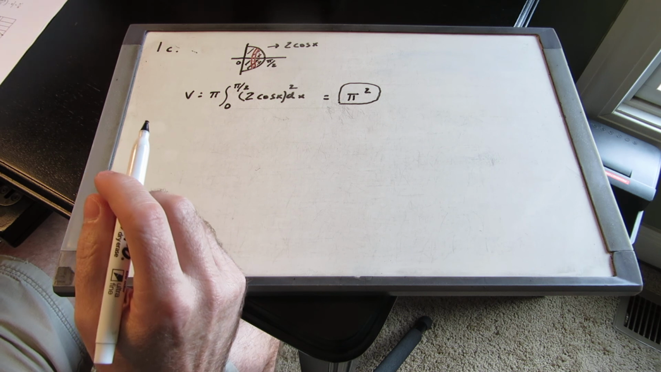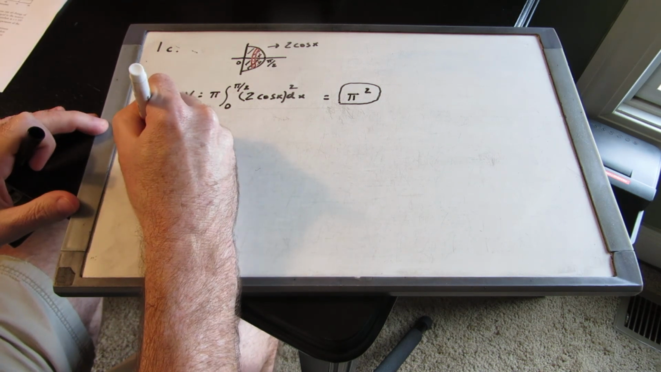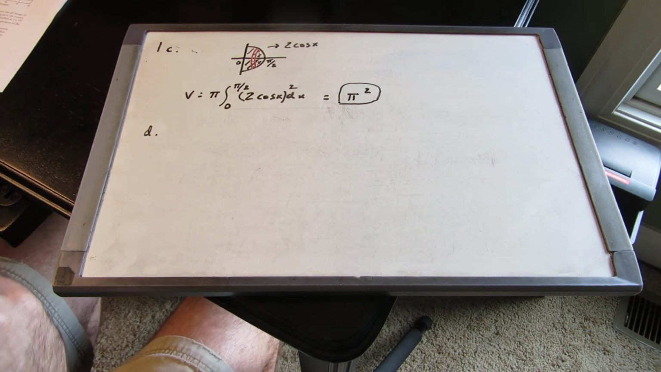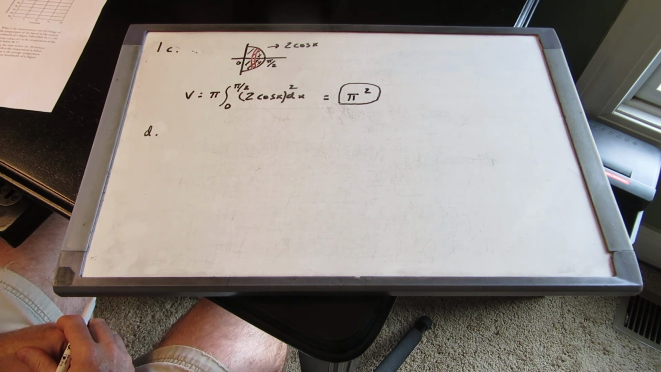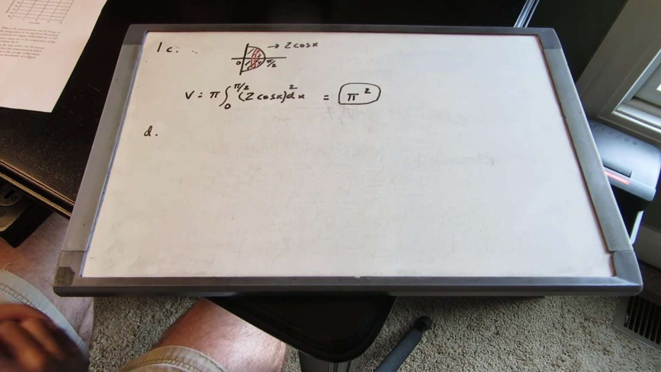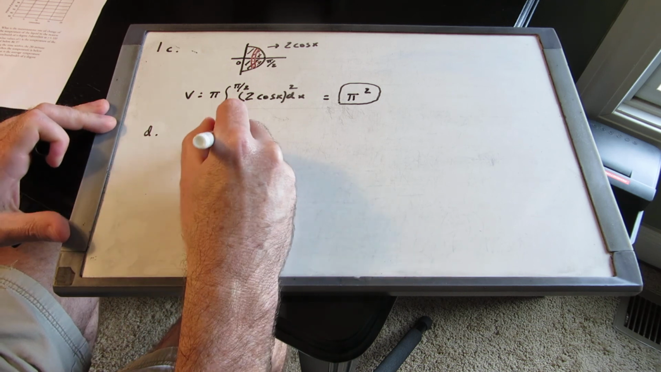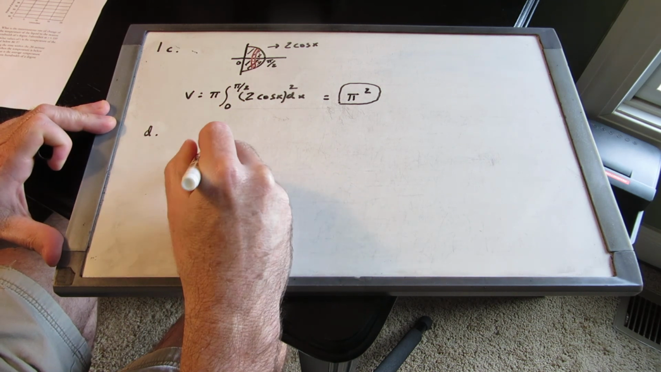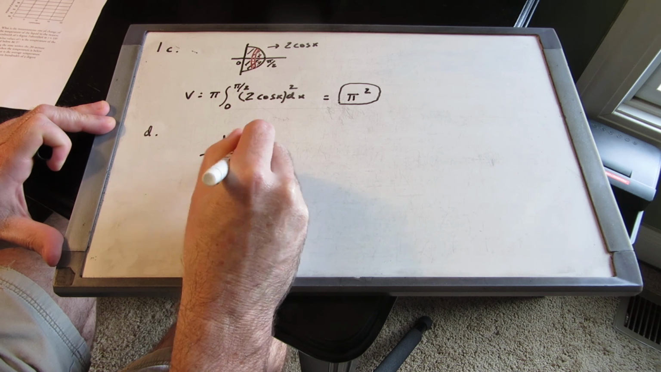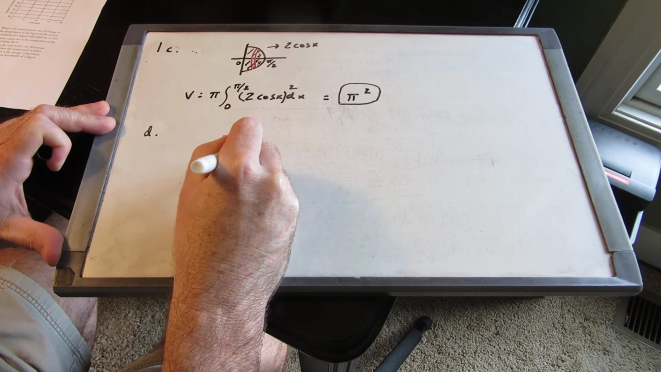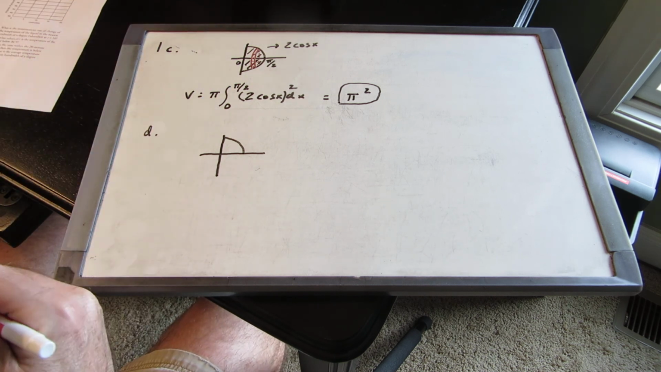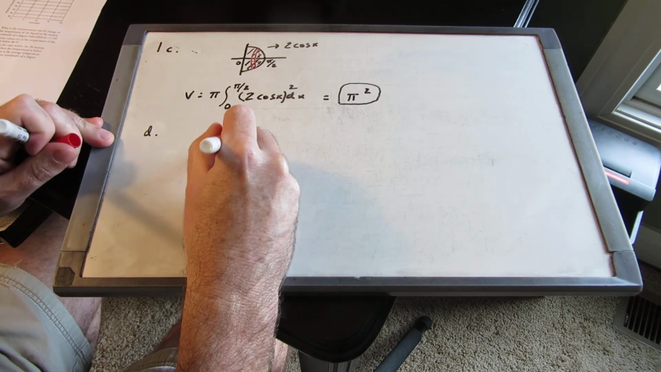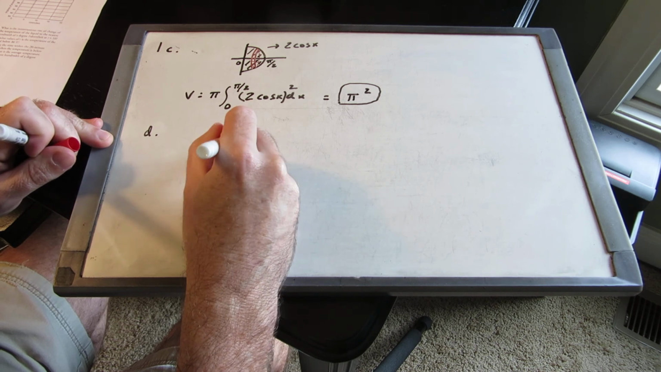Okay, so let's see if we can fit part D on here. Part D says if R is the base of a solid whose cross sections perpendicular to the x-axis are semicircles, find the volume of the solid. So I'm going to draw the thing again. I'll probably regret not erasing. So what it's saying is that perpendicular to the x-axis, we've got semicircles.